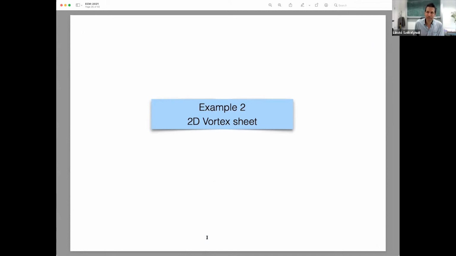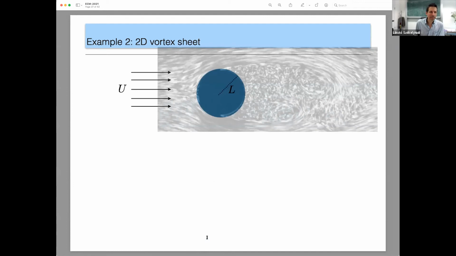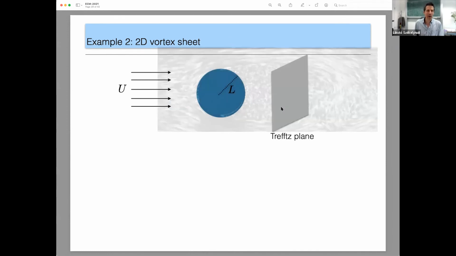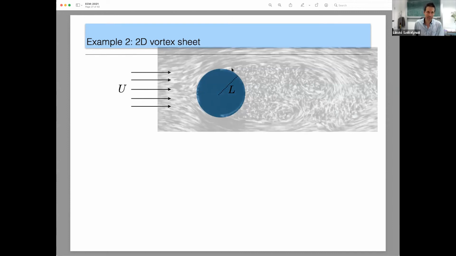Okay, a second example is the 2D vortex sheet problem. So if you remember this one picture where you have the uniform flow and the ball of radius L and some kind of turbulence, or turbulent wake, behind the ball, one of the interesting questions is to understand the evolution of this, let's say, so here I cannot draw it. So the transition between laminar and the turbulent region.